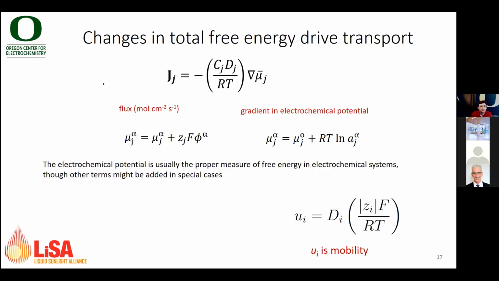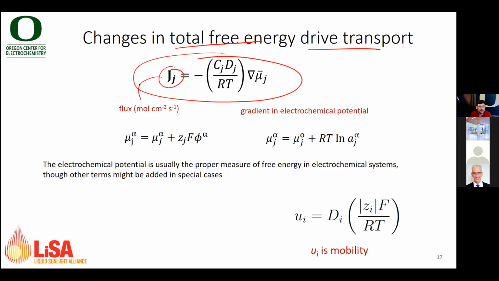Changes in total free energy, or at least the energy term that matters under the system we're looking at, drive transport. So this is the transport equation, and you can see it's actually really simple. The flux of any given species is given by the gradient in the electrochemical potential in this case, because those are the free energy terms that matter. There are some constants out front: the concentration of the species, temperature, and the diffusion coefficient. And of course, this is the electrochemical potential. Here's the chemical potential.